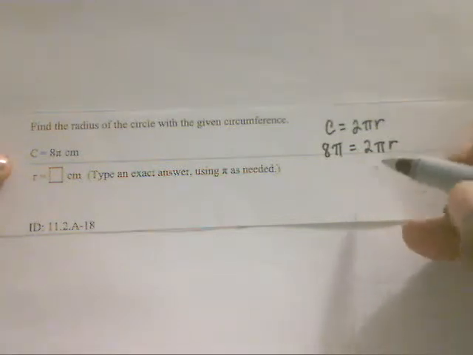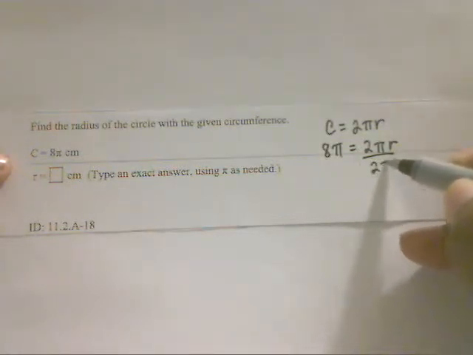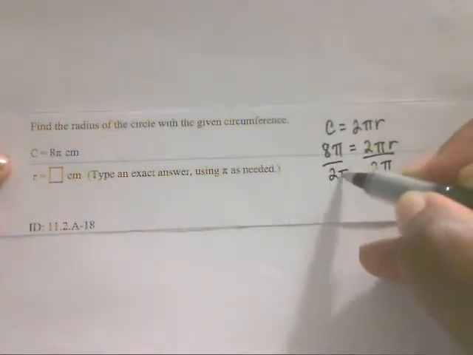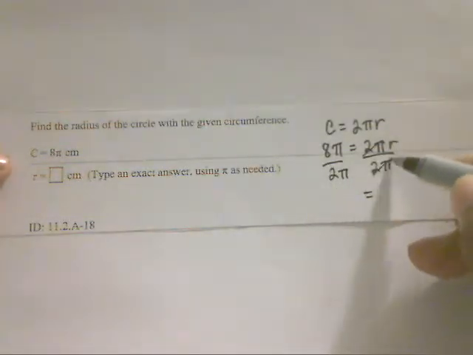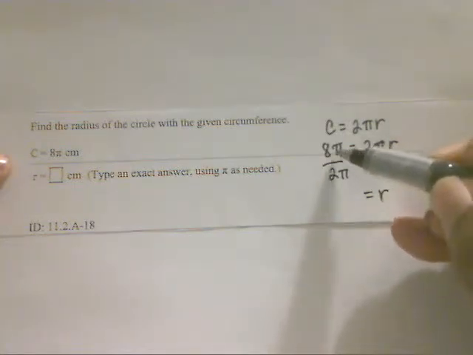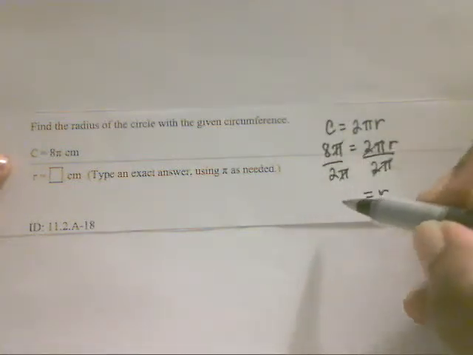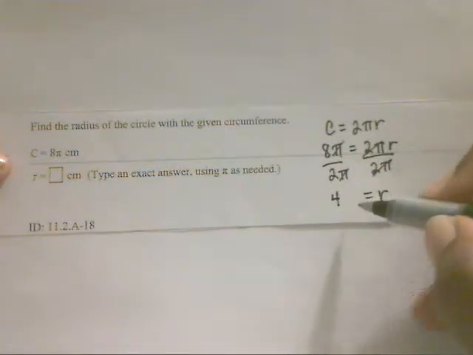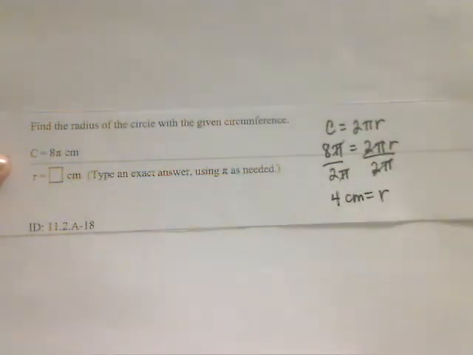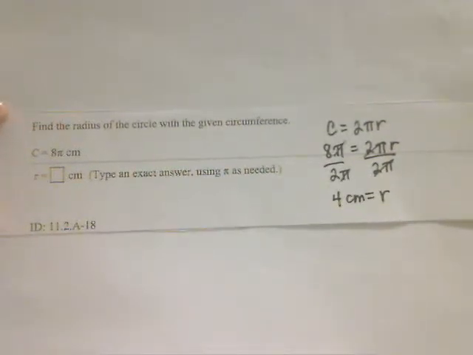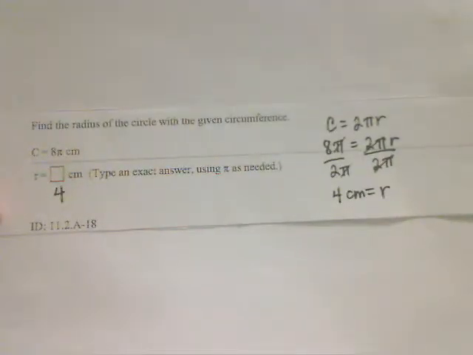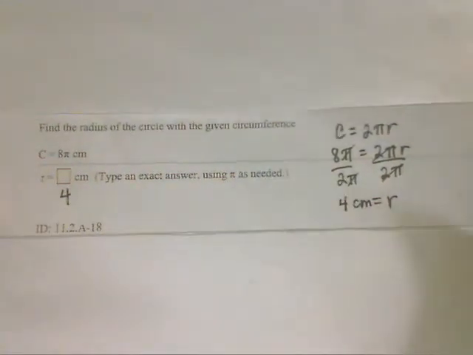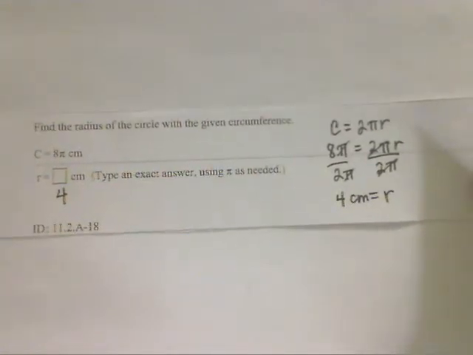Now we want to find out what r is. We're multiplying by 2 pi, so we need to divide both sides by 2 pi. So in this case, the 2 pi's divide out, you're left with the radius. On the left side, the pi's divide out, you're left with 8 divided by 2, which will be 4 centimeters. So the radius of that circle, where the circumference is 8 pi centimeters, would be 4 centimeters. Okay, so that's how you'll solve a problem where you're given a circumference and you want to find the radius of that circle.